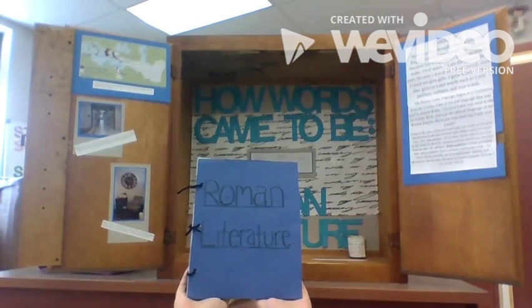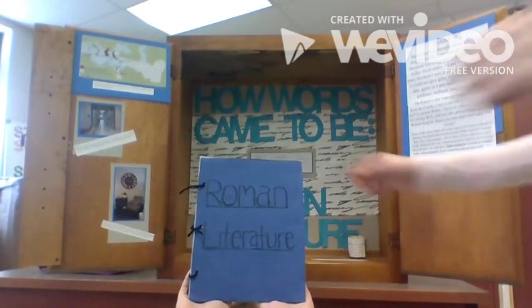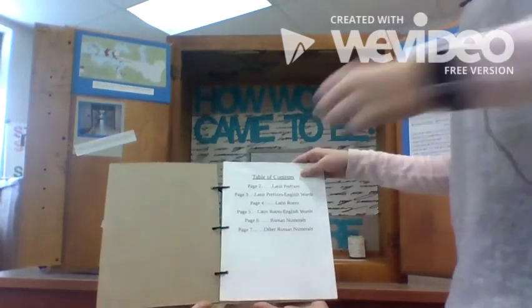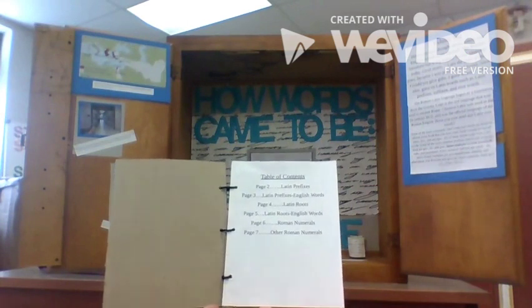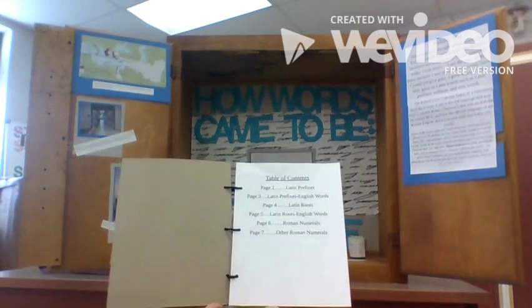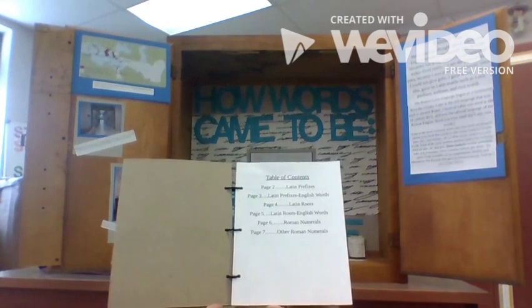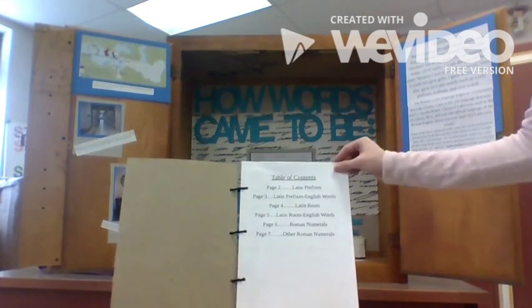This model shows a book of Roman literature. The table of contents shows on page 2 the Latin prefixes, page 3 Latin prefixes and English words, page 4 Latin roots, page 5 Latin roots which are English words, page 6 Roman numerals, and page 7 other Roman numerals.